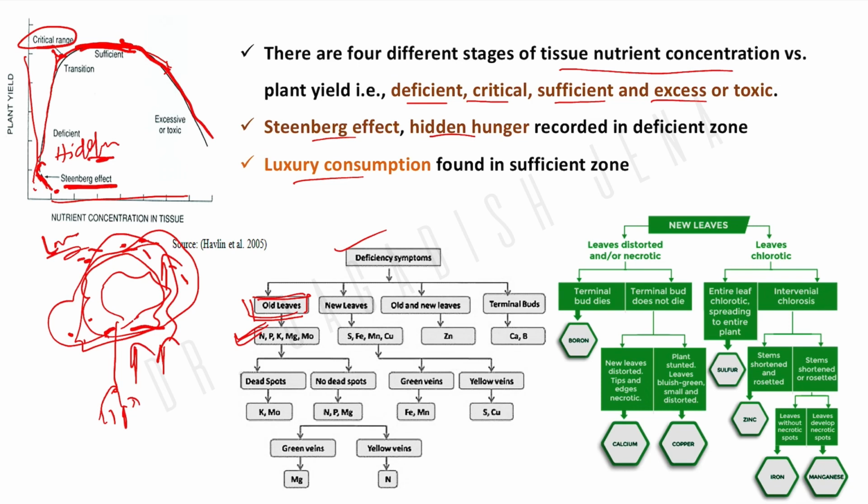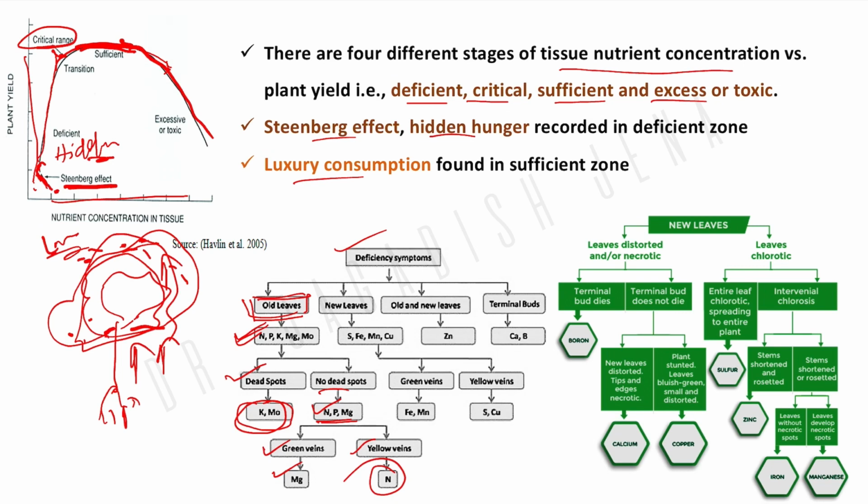Then from NPK, magnesium, molybdenum, you can find dead spots if there is deficiency of potassium and molybdenum. Without dead spots, it is N, P and magnesium. And the green vein will be there. Again, from NPK and magnesium, there will be interveinal chlorosis of older leaves, which you can find in magnesium. That means the vein will remain green and the intervein area will be chlorotic. Yellow vein or complete chlorosis will happen in nitrogen.